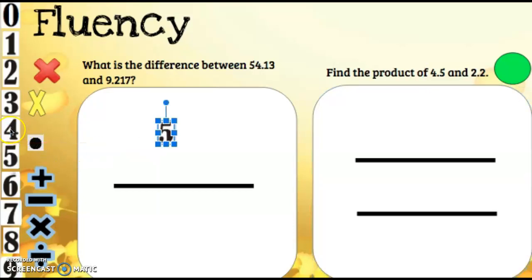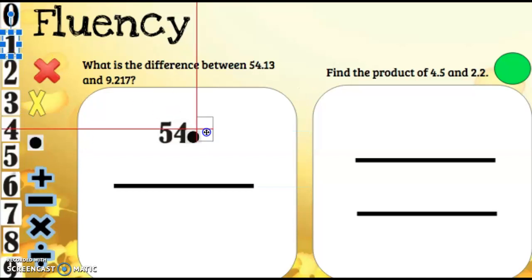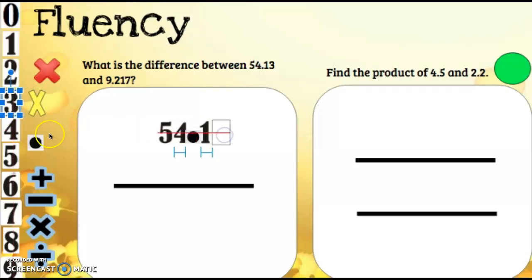So put 5, 4, wait, 1, 3, and then we're going to put our decimal points. We're going to make sure we line them up.